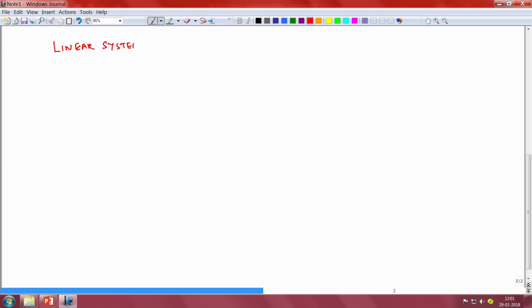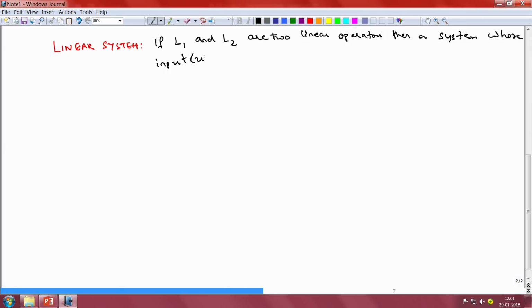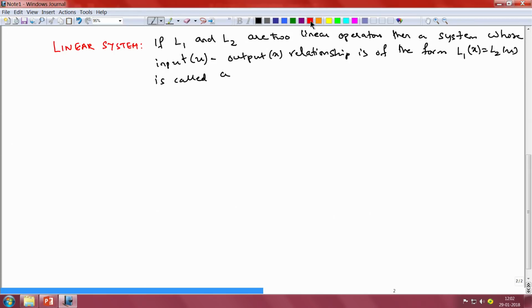Linear system. If L1 and L2 are two linear operators, then a system whose input bracket u and output bracket x relationship is of the form L1 of x is equal to L2 of u is called a linear system.